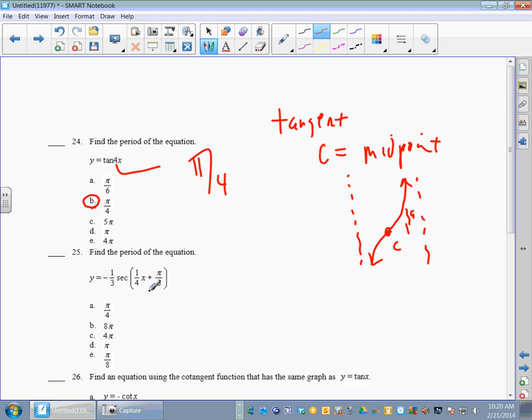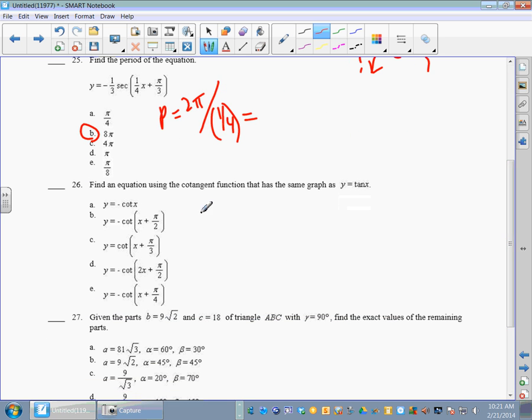Find the period of this equation. So it's 2 pi over b. What's b in this case? 1/4. I still am surprised how people miss this fraction when they calculate it. 2 pi divided by 1/4 is 8 pi. Ooh, here we go. Find the equation using the cotangent function on the same graph as tangent.